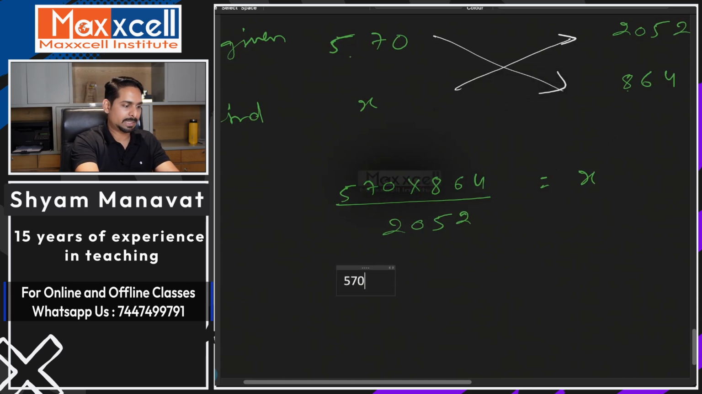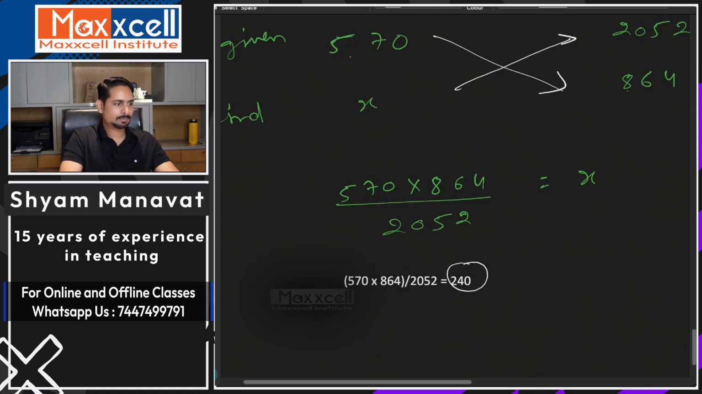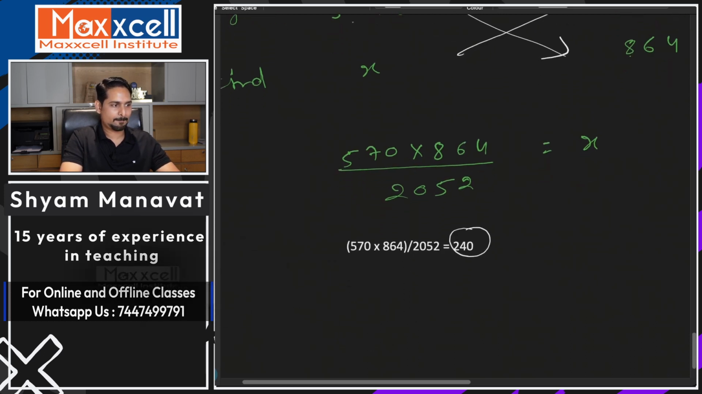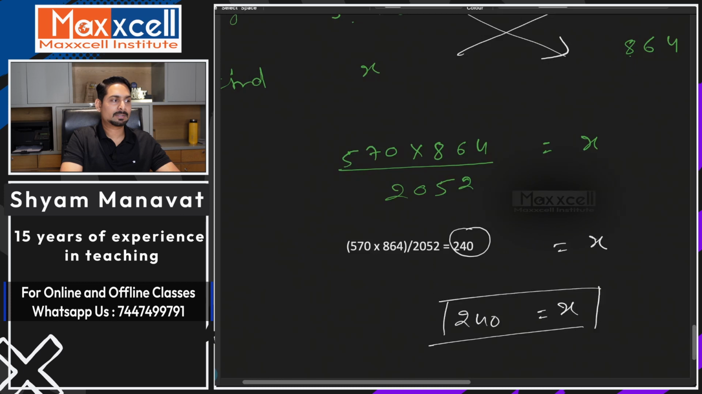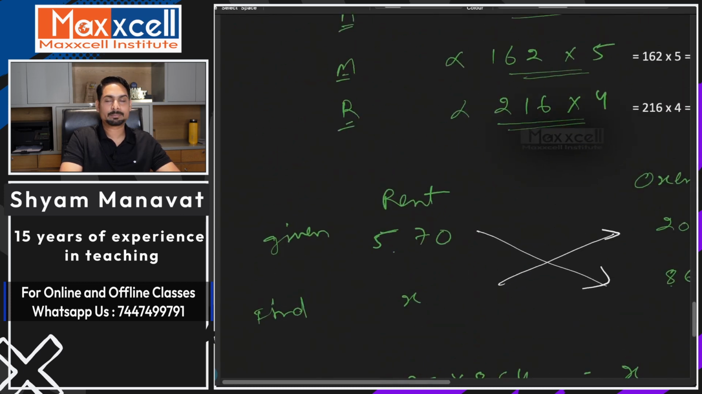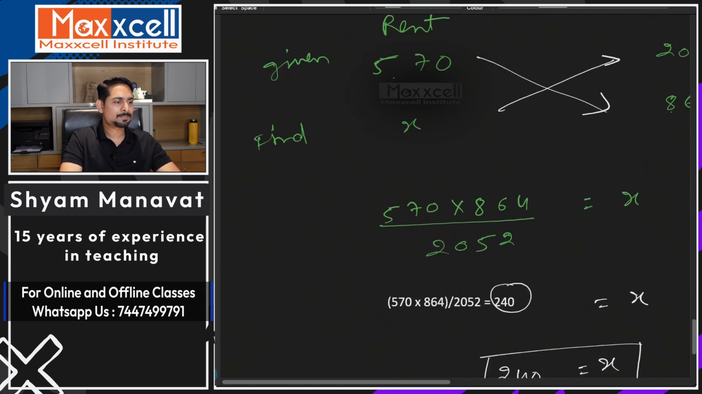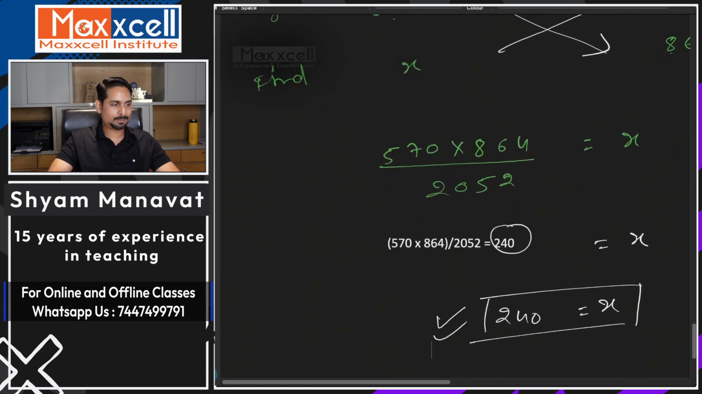So I will leave the calculation on you now. I know you will say it's a difficult calculation you're leaving on us. Yes, I'm leaving it on you, because I know you can do that. Cancellation, you can do that. So you got 240 here. That's the value of x. So x is equal to 240. That is the rent which Ramesh has to pay in this case. Okay, well done.